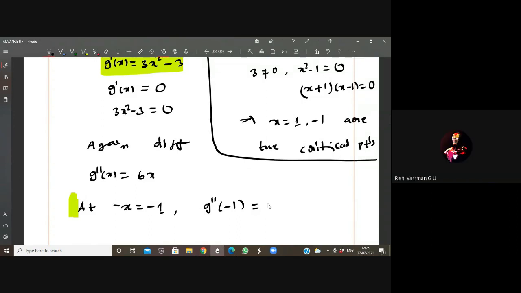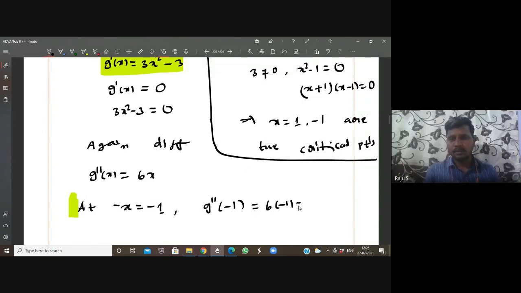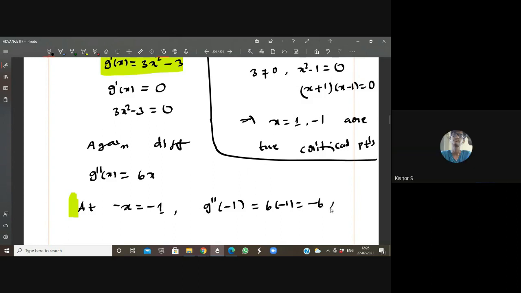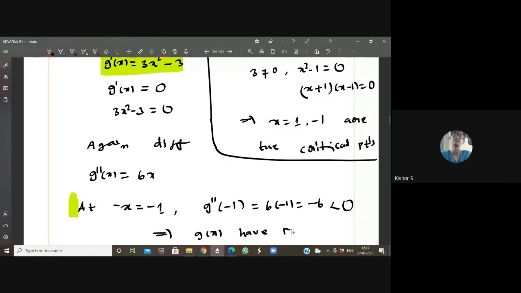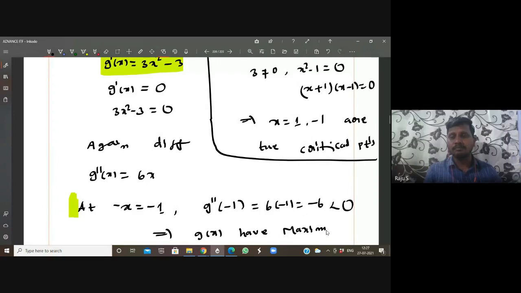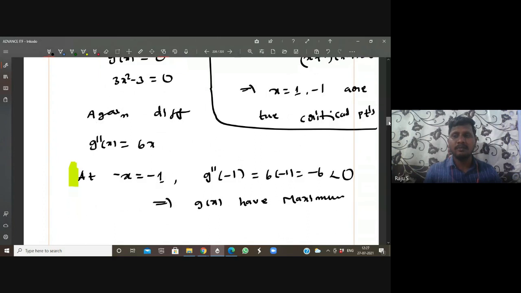Minus 6. 6 into minus 1, that is minus 6, which is less than 0. Which implies what about g of x? Having maxima or minima? Less than 0 means maximum. What is that maximum value?